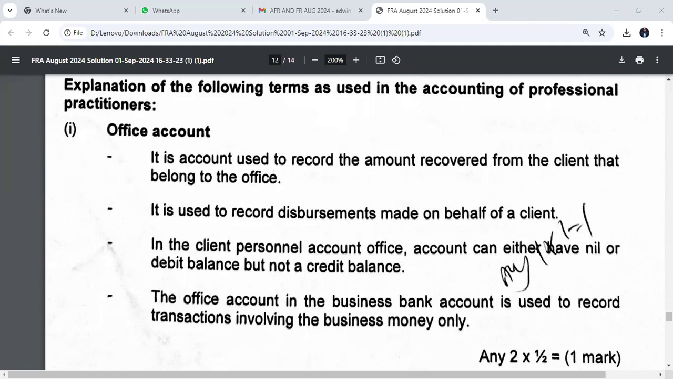So you could have mentioned any 2 of the 4 points I've listed, not one, so that they multiply by half and you get your 1 mark. You could even have mentioned the first 2: that it's an account used to record the amount recovered from the clients that belongs to the office, or that it's used to record disbursements made on behalf of a client. The third one is also easy: that the office account in the business bank account is used to record transactions involving business money only.